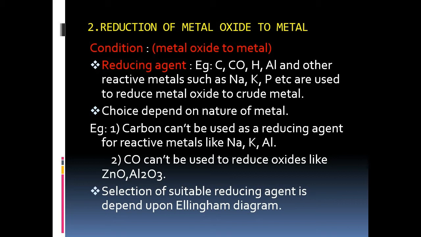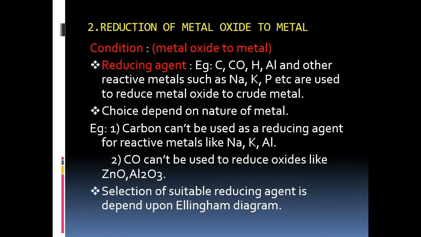For example, carbon can't be used as a reducing agent for reactive metals like sodium, potassium, aluminum. We usually should not use carbon with sodium, potassium, aluminum. Why? Because it may create some very dangerous reactions. So we can't use carbon as a reducing agent for sodium, potassium and aluminum, as well as for ZnO and Al2O3. For zinc oxide and bauxite ore, we can't use carbon monoxide as a reducing agent. I'll explain why we should not use some particular reducing agent for some particular ore.